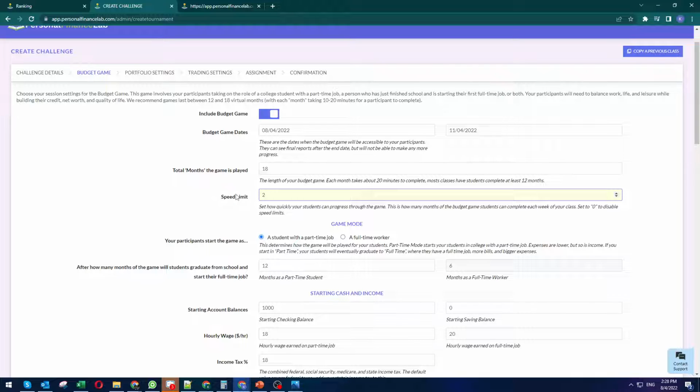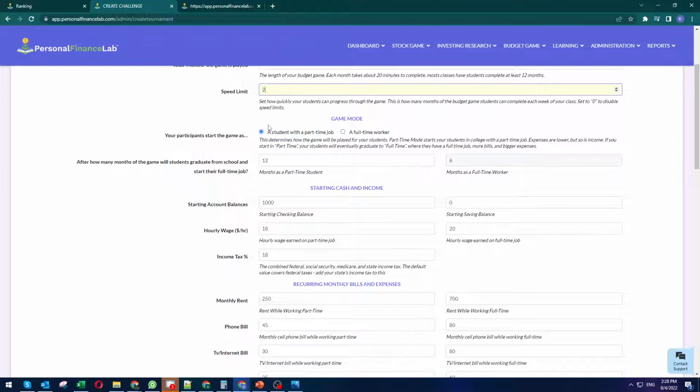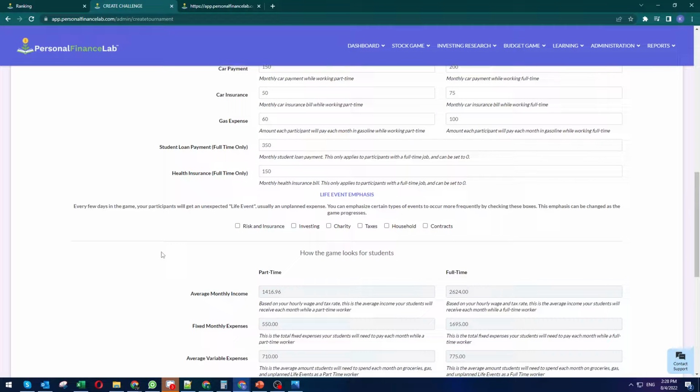They can't go any faster than that. Do you want your students to start as a part-time student or a full-time worker? How long do you want them to each game scenario? How much money they start with? How much money they earn in their jobs? What's the income tax they're paying? All of these things can be chosen for your class. You can also emphasize certain types of events to happen during those random events of the game.